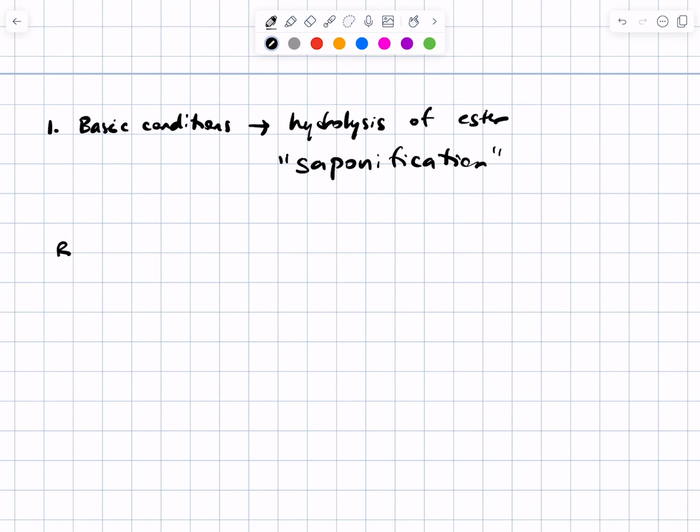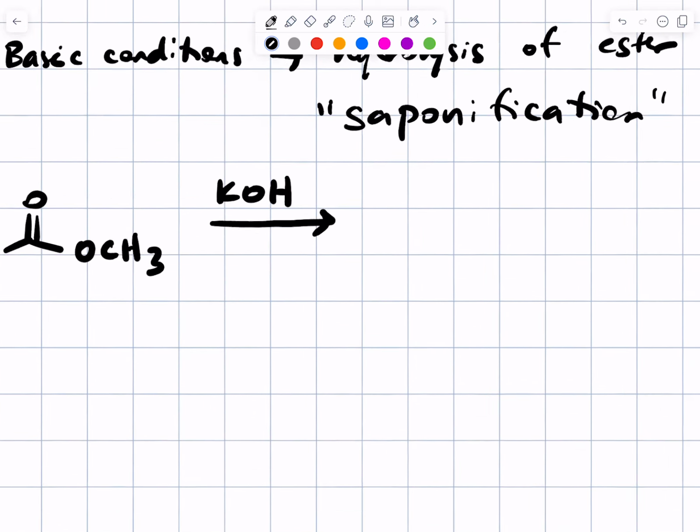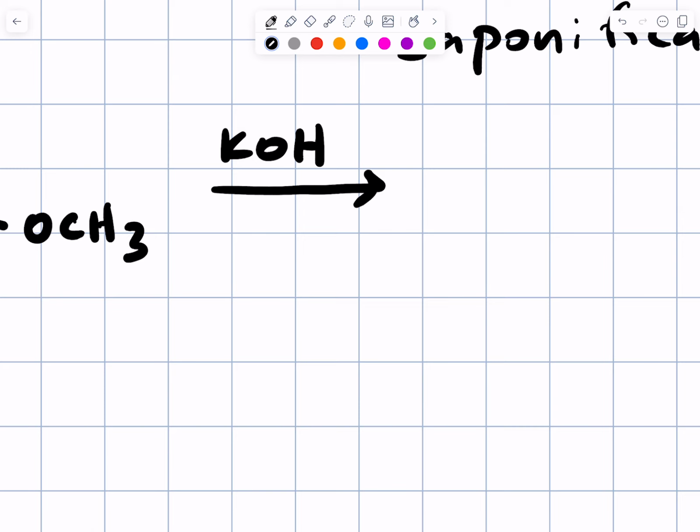Usually by basic conditions we mean potassium hydroxide. So I'll use the methyl ester just so we have something that isn't an R there to look at. The reaction conditions are potassium hydroxide. Hopefully you're getting good at knowing when to ignore the counter ion, and you see this as just OH minus.